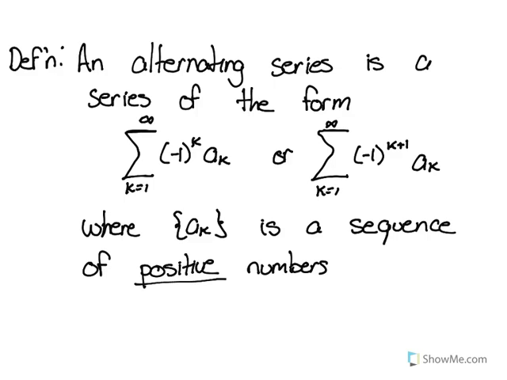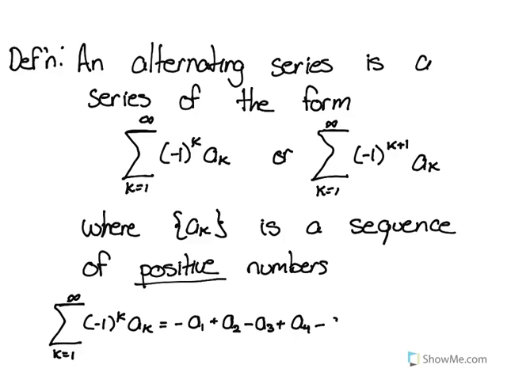Right, so if I expand the series, the sum from k equals 1 to infinity of (-1)^k a_k, I get, for k equals 1, (-1)^k is negative, so it's minus a_1. Then for k equals 2, it's positive, so it's plus a_2, minus a_3, plus a_4, minus a_5, and so on. And if it was (-1)^(k+1), we would have a_1 minus a_2 plus a_3 minus a_4 plus a_5, and so on. And this goes off to infinity.